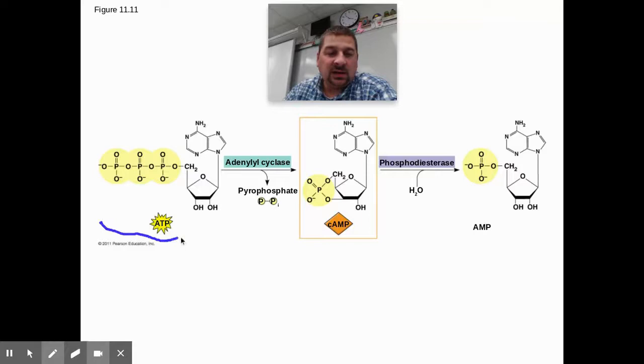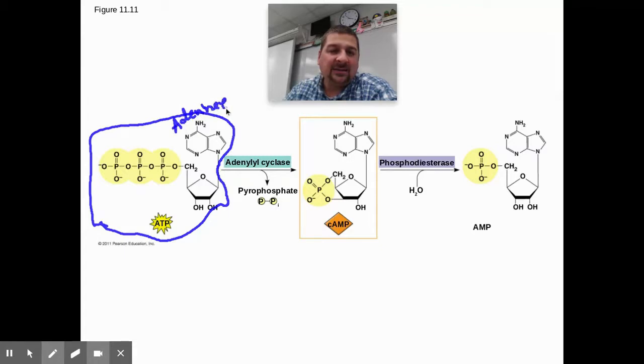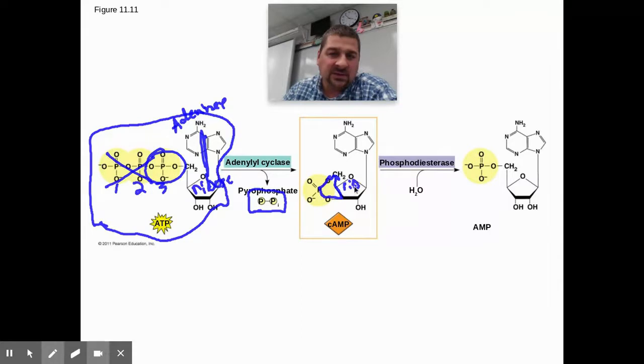Okay, if you take a look over here on the left, this is our ATP, where we have our adenine, and down here is our ribose sugar. These two would be our adenosine, and then we have our triphosphate. What adenylyl cyclase does is it removes these two phosphates, takes this third phosphate here and connects it back to the carbon on the ribose.